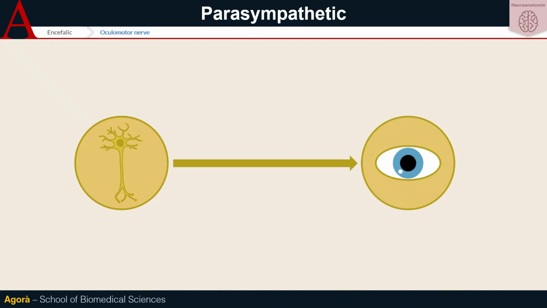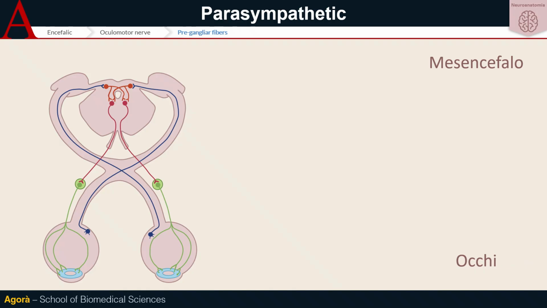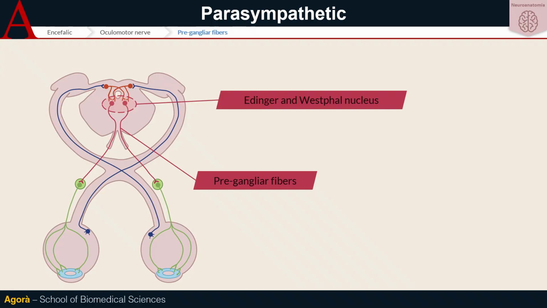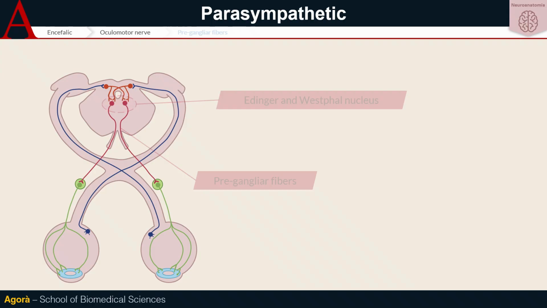The oculomotor nerve parasympathetic system is made up of nerve fibers that are involved in the motor innervation of the ciliary muscle and the sphincter muscle of the eye pupil. Preganglionic fibers stem from the Edinger-Westphal nucleus, which we examined in the section dedicated to the oculomotor nerve, and they travel towards the ciliary ganglion following the path of the inferior branch of this nerve.